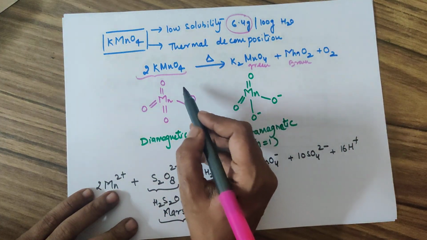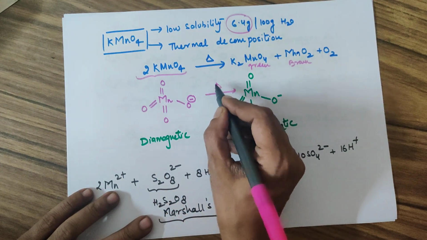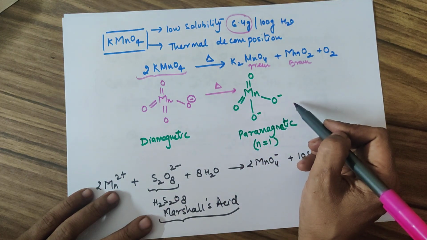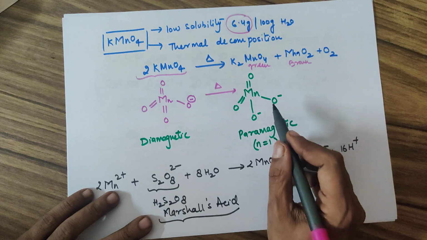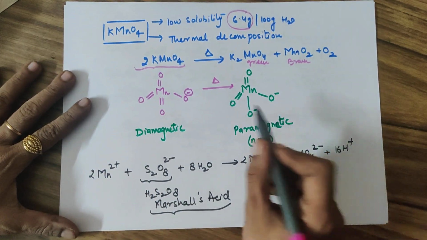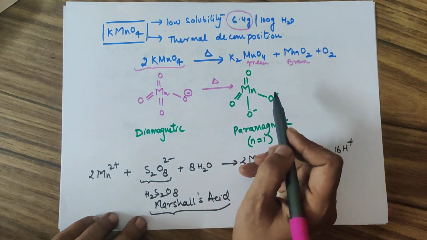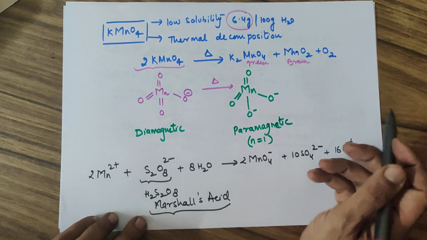Also, if you heat your purple colored KMnO4, the permanganate ion transforms into manganate ion, and this is diamagnetic, this is paramagnetic. It has an unpaired electron, one unpaired electron. That is why we say there is a magnetic property which is also affected. Your diamagnetic substance changes into paramagnetic substance by heating it. There is one unpaired electron.